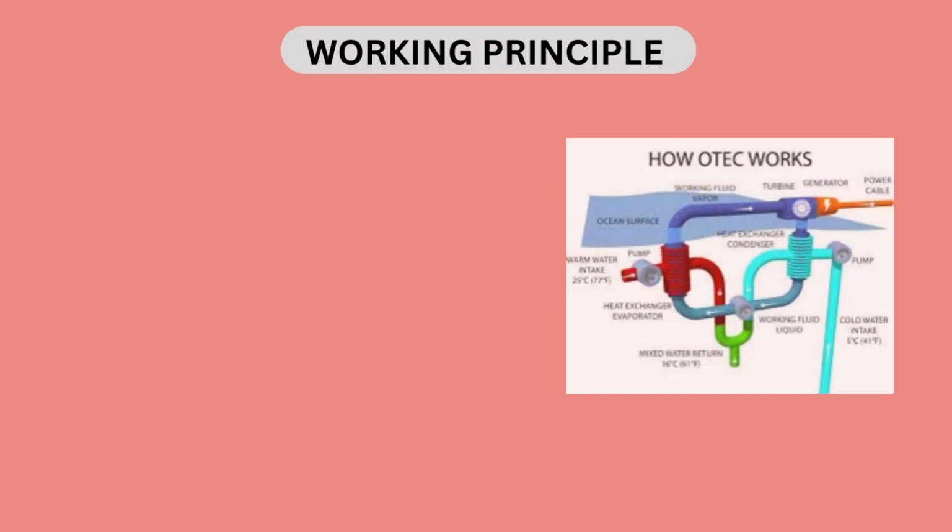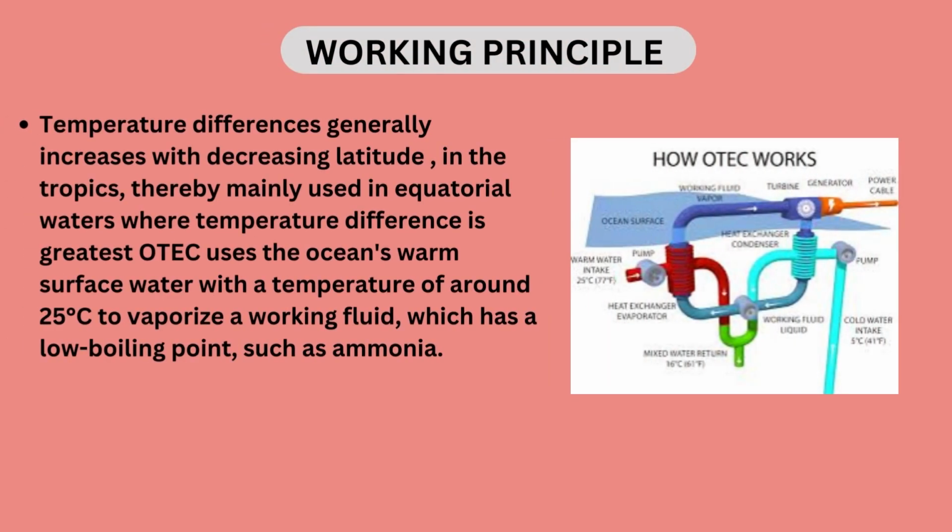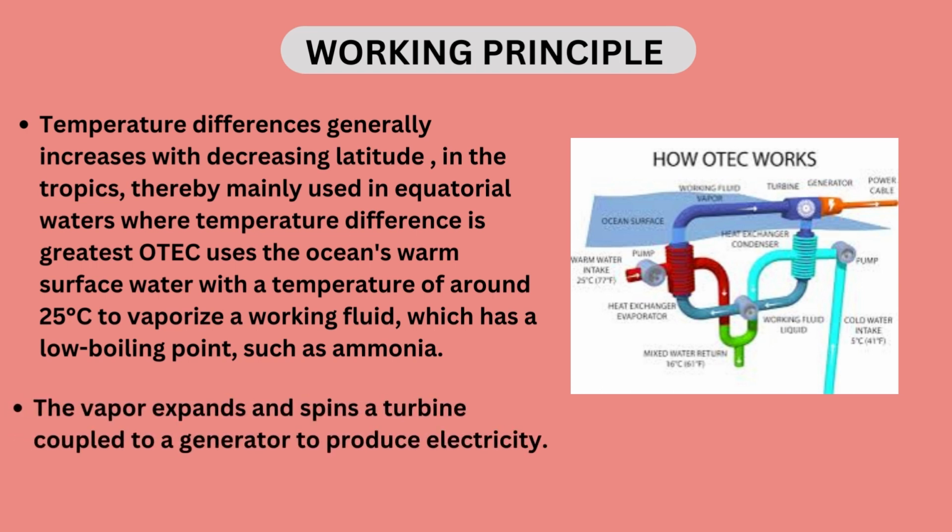Now the working principle. The temperature difference generally increases with decreasing latitude. In the tropics, it is thereby mainly used in equatorial waters where the temperature difference is greatest. This ocean thermal energy conversion system uses the ocean's warm surface water, at a temperature of around 25 degrees centigrade, to vaporize a working fluid. This working fluid is generally ammonia etc., which has a low boiling point. So the vapor expands and spins a turbine coupled to a generator to produce electricity.